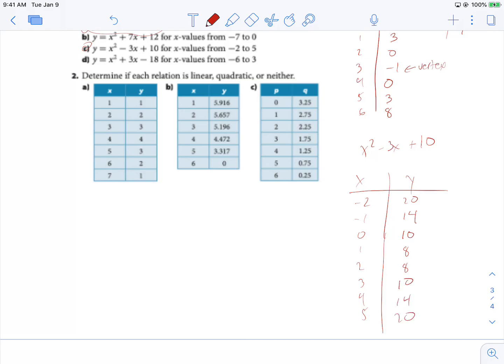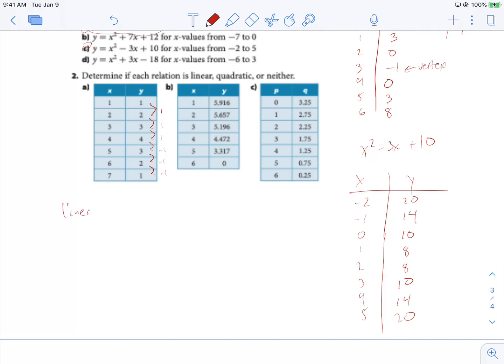Perfect. Okay, determine if each relation is linear, quadratic, or neither. So how do we do that? We look at first differences. So let's make sure that we're onto something. We look at first and second differences. So 2 minus 1 is 1. 3 minus 2 is 1. 4 minus 3 is 1. 4 minus 3 is negative 1. Negative 1. Negative 1. So it's definitely not linear.